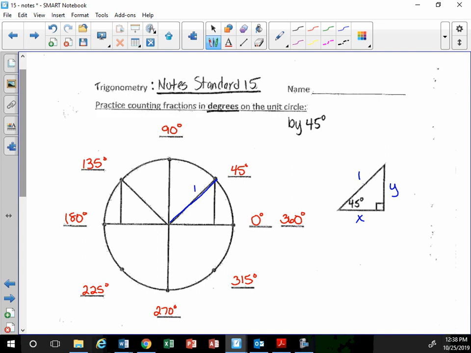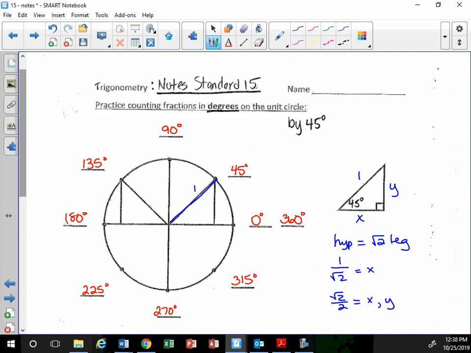Do you remember how to find missing parts of special right triangles? Okay, so 45, 45, 90. Remember, it's hypotenuse equals root 2 times a leg. So how am I going to find x or y? Divide by root 2. So I get 1 over root 2. And that is root 2 over 2. And that's both the x and the y.